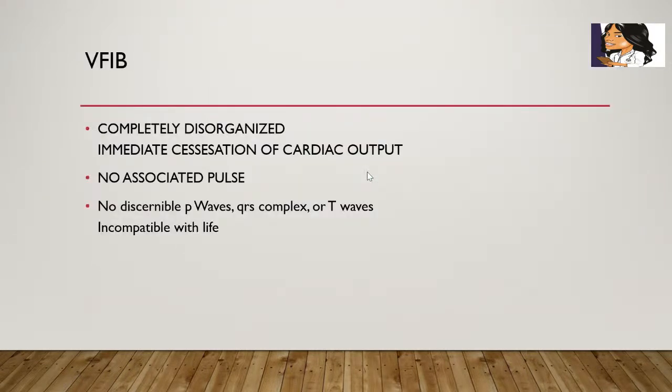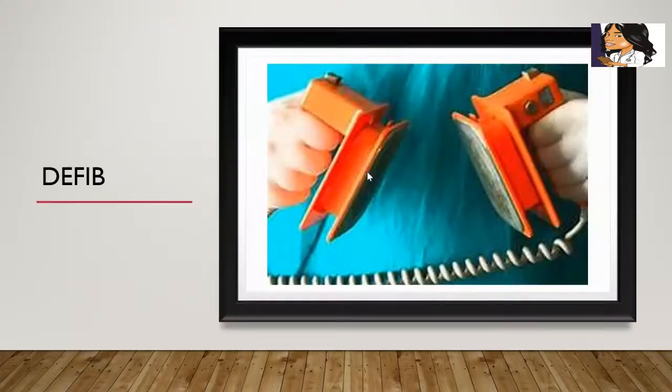All right. So VFib, guys, when you have somebody who's in VFib, it's completely disorganized and it's immediate cessation of cardiac output. Immediate cessation of cardiac output. That's the problem. That's for me and you. This is a problem. This is our patient, and he has immediate cessation of cardiac output. The cardiac output is done. No associated pulse. This patient does not have a discernible P wave. This patient does not have a discernible QRS complex or T waves. This is incompatible with life. So as a new nurse, you know that this is something that you need to report right away.